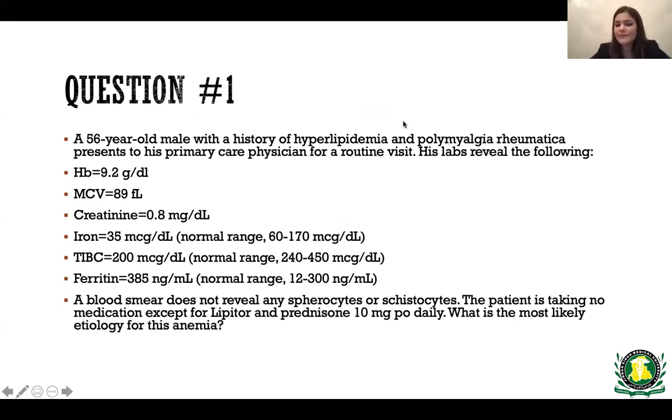So the key presentation on this one is the presence of polymyalgia rheumatica, which is a chronic disease and an inflammatory process, which tends to lead to anemia of chronic disease.